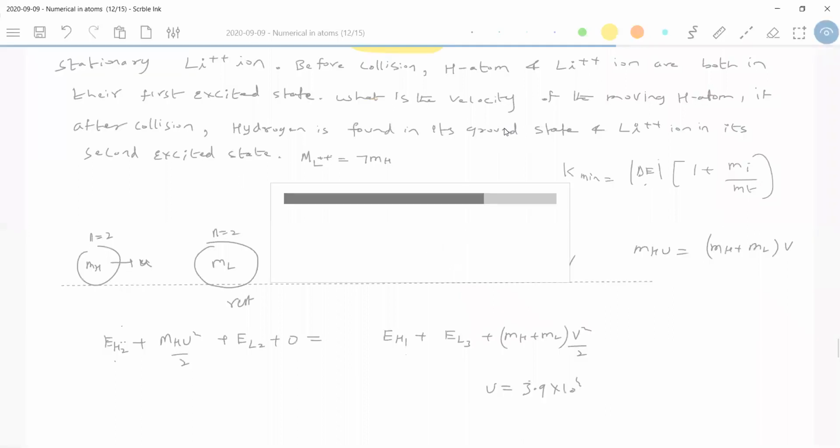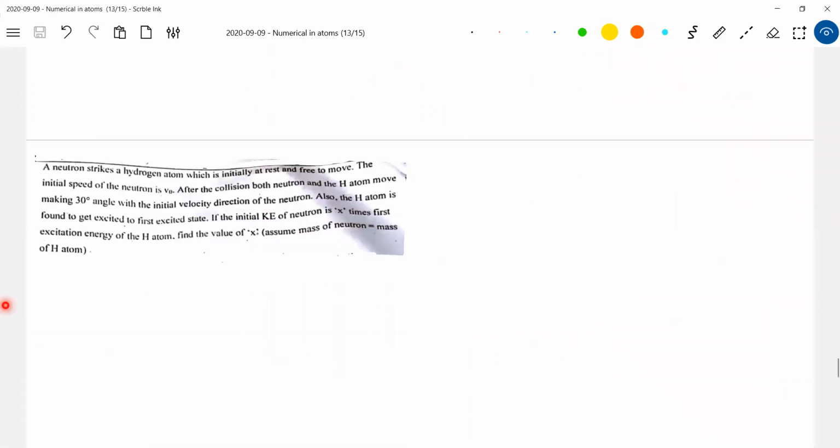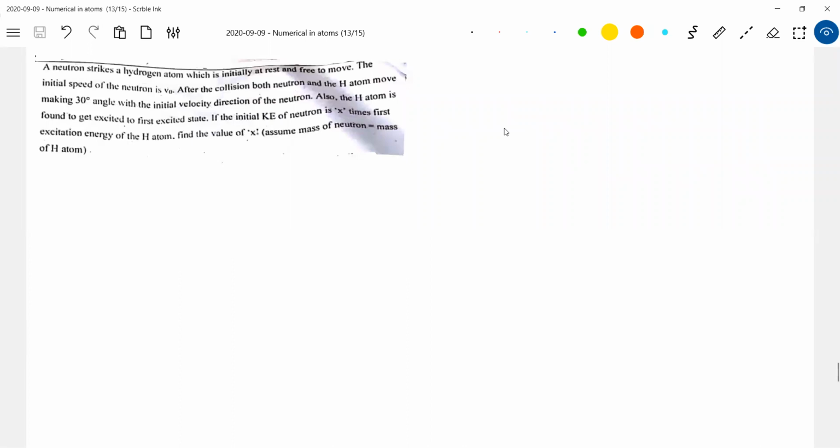Sir, is the collision always like this in subatomic particles? No, it can be different. So let me introduce a collision here. A neutron strikes a hydrogen atom, which is initially at rest and free to move. Read the question once and draw the diagram so that it will be easy for you to write the possible equations. So I'll take the neutron.